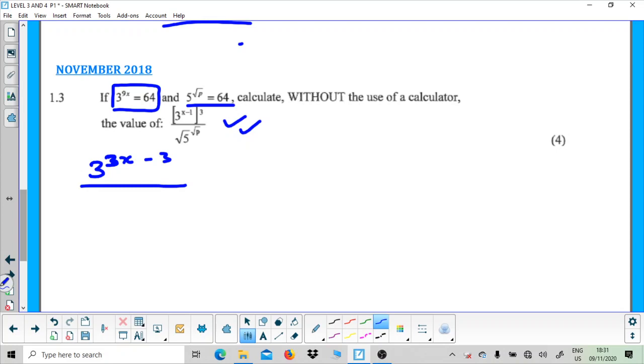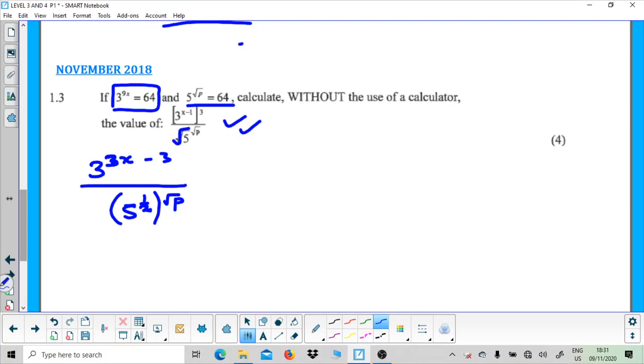Notice we have 5 to the power root p. So that root 5 there, we don't really want it to stay. So I am going to change square root of 5, this one, to 5 to the power of a half. And 5 to the power of a half, then raised to the power of root p. Are you seeing what I'm doing? Now, this is the expression we have to solve.